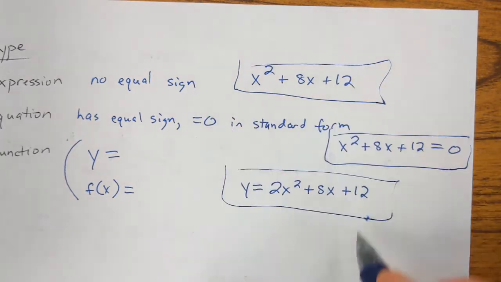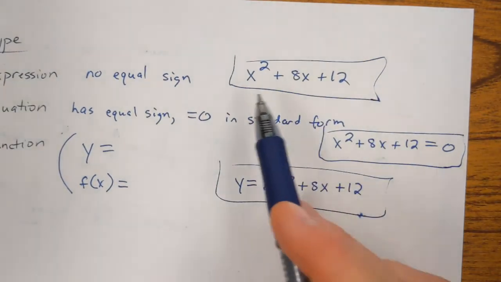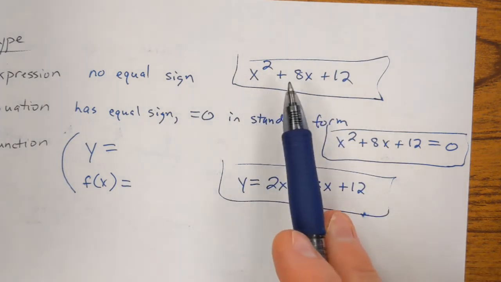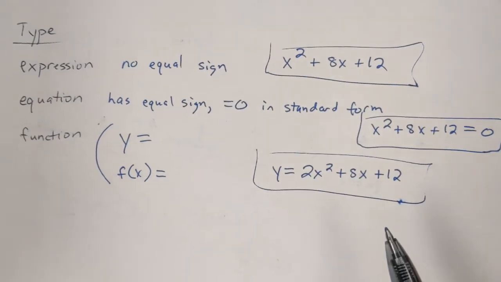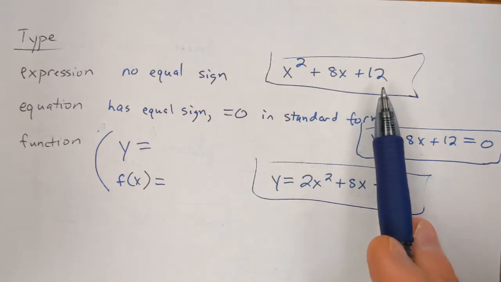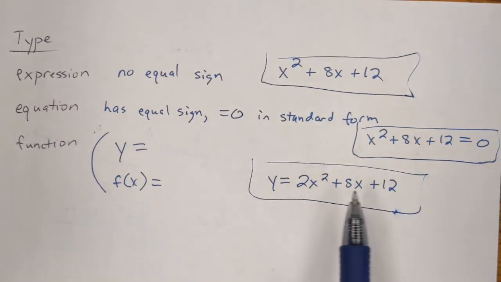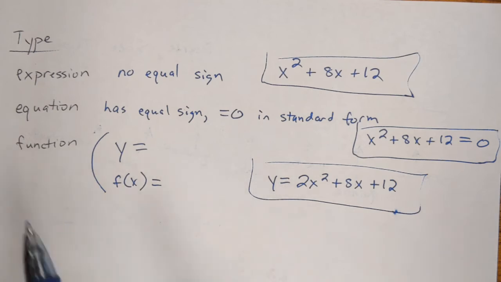All 3 of these are very similarly related. They're all trinomials with 3 terms. They all have like the same terms. The difference is this one has no equal sign, it's an expression. This one's equal to 0, it's an equation. This one's equal to y, it is a function.